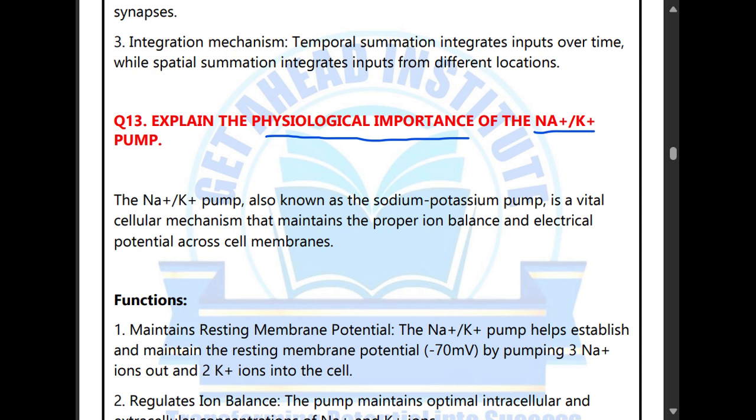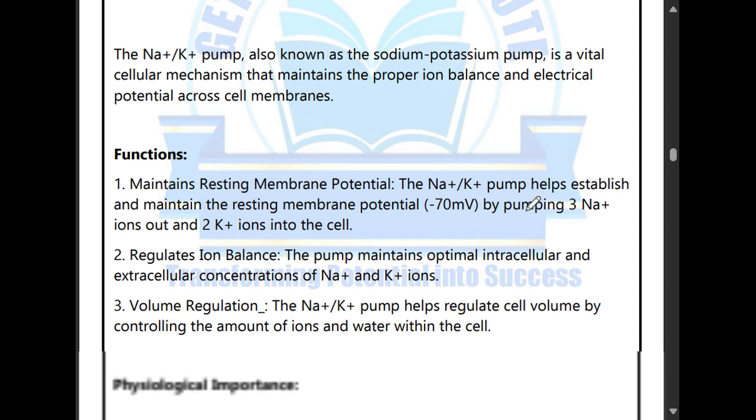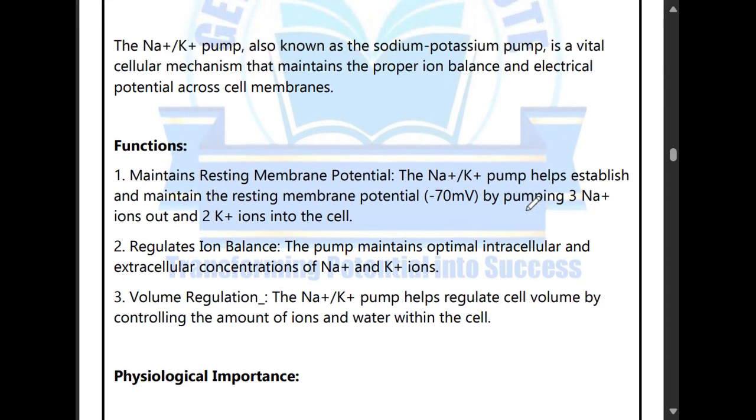So now, the sodium potassium ATPase pump is also known as what? You can just write it as sodium potassium pump. This particular pump is very cardinal when it comes to cellular mechanisms, especially the maintenance of ion balance and electrical potentials, including cell volume. It is a very important pump. Now, what are the functions of the sodium potassium ATPase pump before we talk about its physiological relevance?